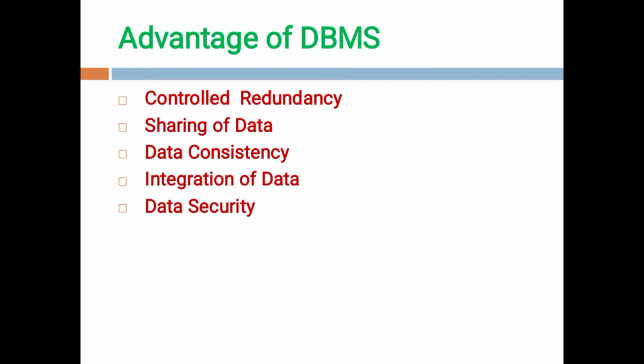Controlled redundancy: redundancy means repetition of data, and repeated data is called redundant data. In a DBMS, repetition of data is reduced or controlled, and we try for maximum no redundancy. If that is not possible, controlled redundancy is maintained in the database management system, and that is an advantage of database management systems.